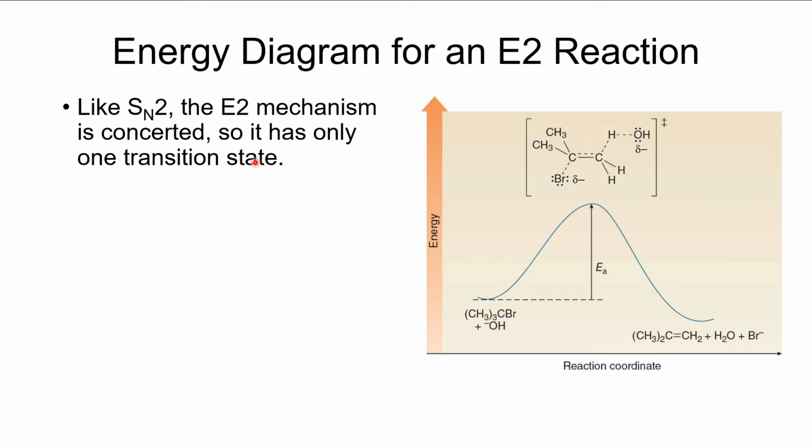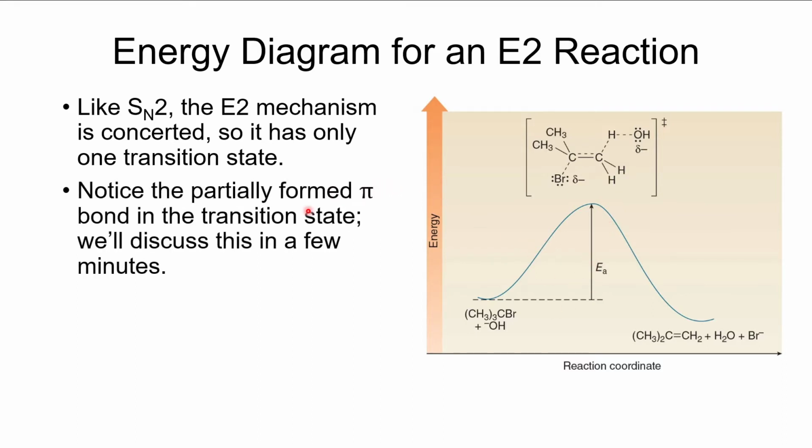So there is our transition state species right here, and you'll see that the difference between the reactant and the transition state, of course, is our activation energy. The larger that activation energy, the slower the reaction, and the smaller that activation energy, the faster the reaction. Notice in the transition state that there is a partially formed double bond. It turns out that is important to the stability of the transition state, and we're going to discuss that here in just a bit.